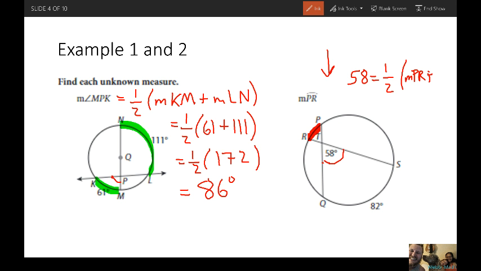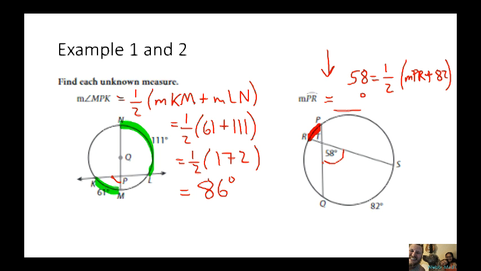But you do know what your other arc is. That's a plus, by the way. Plus 82 degrees. So I'll tell you what, solve that. Okay, I went ahead and set it up for you. You let me know what you get here. So that's your turn. Okay, do that one.